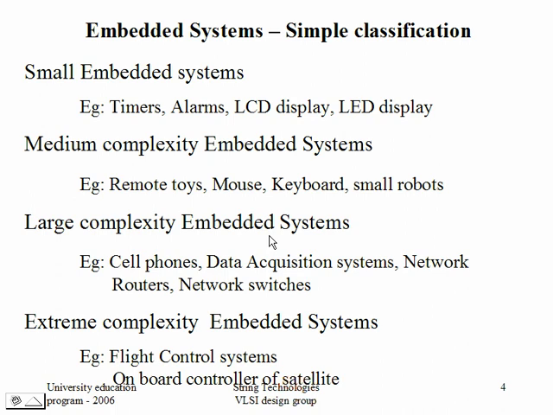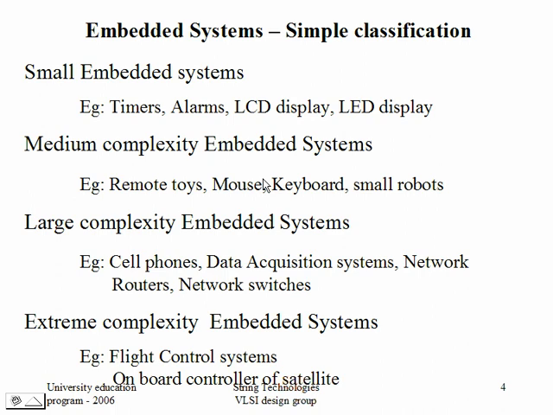See, embedded systems can be classified based upon complexity, isn't it? These are very simple to understand, so I won't spend much time. You can see the examples: simple embedded systems like small alarms or timers. Medium complexity embedded systems generally involve a microcontroller or a small processor doing some basic job, like remote toys, mouse and keyboard. Mouse and keyboard come into the class of embedded systems. But the system which you put together, mouse, keyboard, CPU, monitor, is not an embedded system. That becomes a general purpose system. But the mouse by itself is an embedded system.